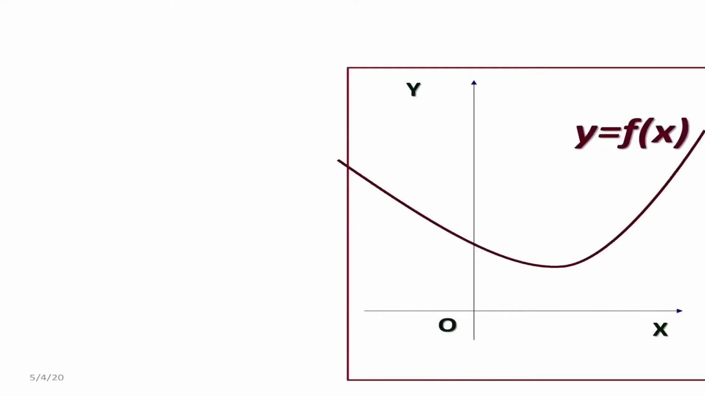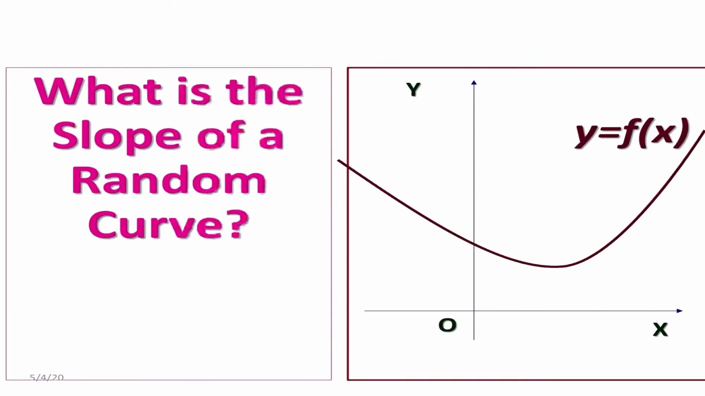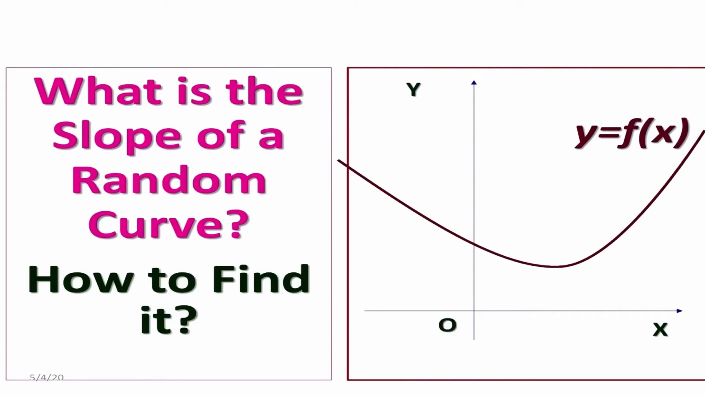In this video, I will give you a formal definition of a derivative of a function. Suppose we are given a random function y equals f of x. So, what is the slope of that random curve? How to find it? Derivative actually gives you the instantaneous rate of change at any point on your curve.